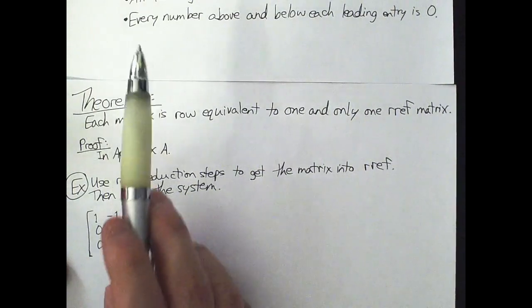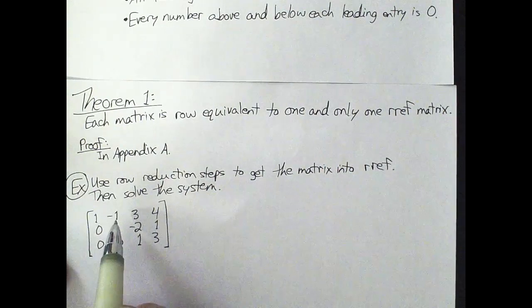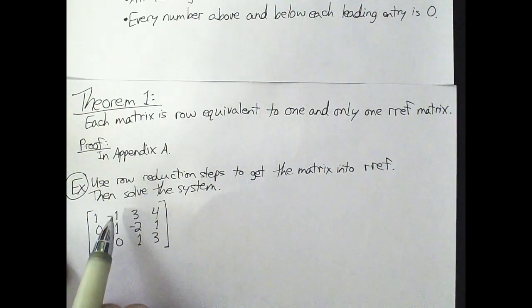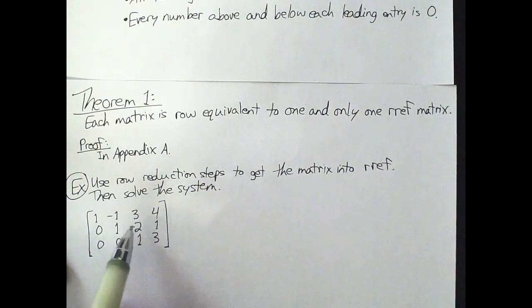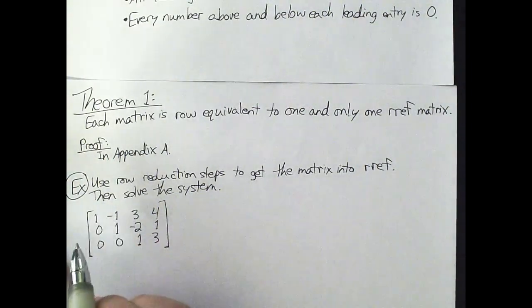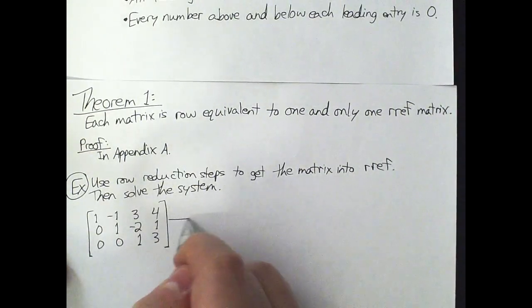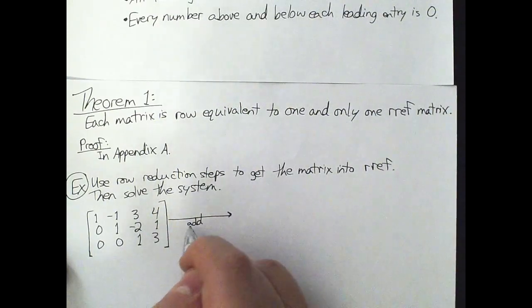The remaining thing we need to do is every number above and below each leading entry needs to be 0. So the problem now is this -1 here, that needs to be a 0. And this 3 and this -2 are above leading entries. They need to be zeros. I'm looking for a way to start turning some of those things into zeros, and this is where you've got a little bit of flexibility. If you see a step that jumps out at you, give it a try. I am going to add 2 times row 3 to row 2.